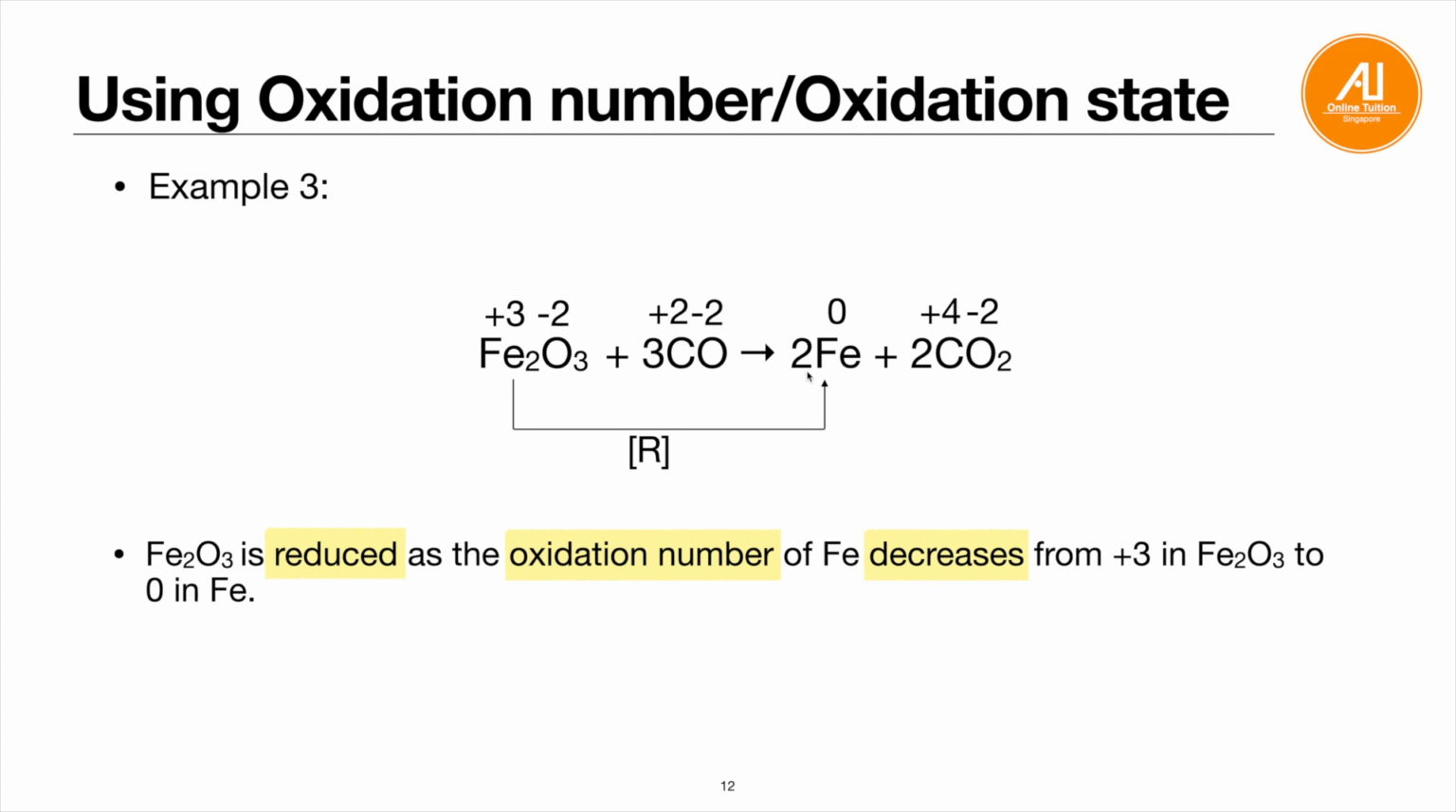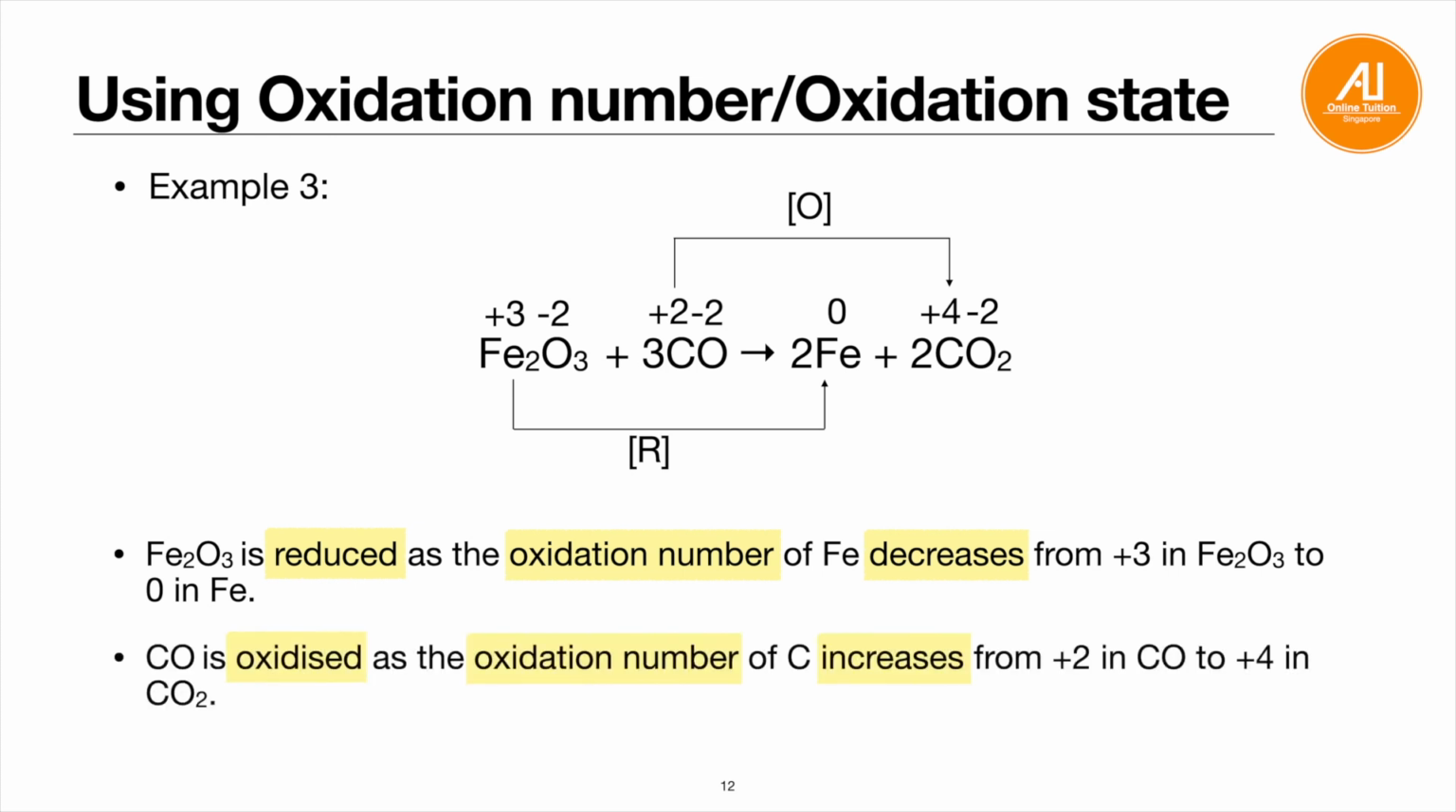Next one. If Fe2O3 is reduced, then CO must be oxidized. But which element? Is it oxygen or carbon? Oxygen from -2 to -2, no change, so oxygen is not important here. It's carbon from +2 to +4. So the template: CO is oxidized as the oxidation number of carbon increases from +2 in CO to +4 in CO2. Just take note of this one.